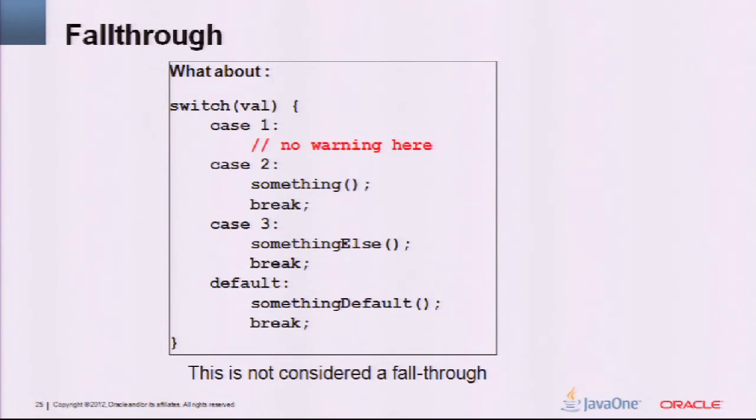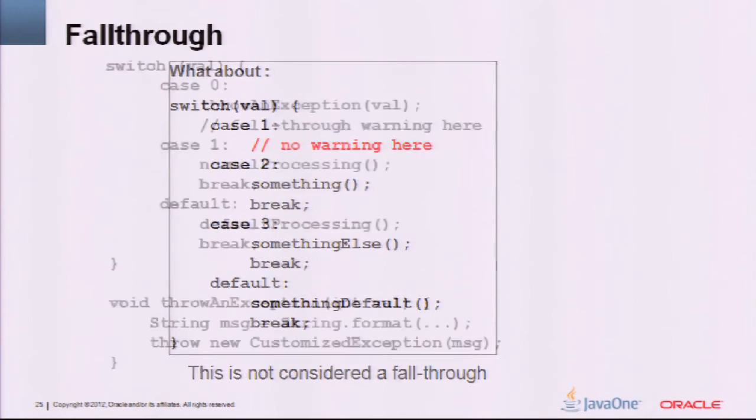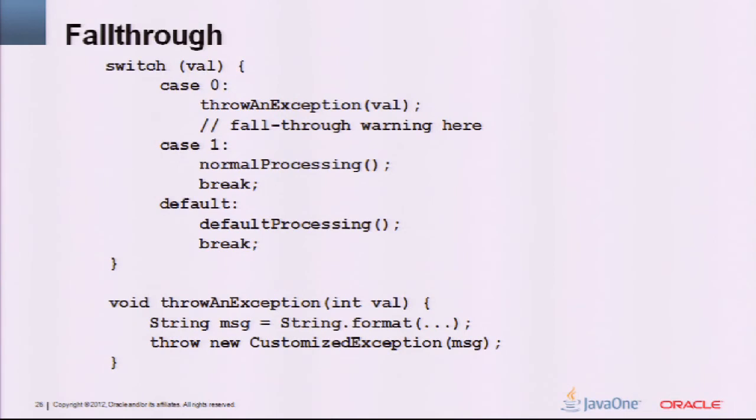Now you'll feel that oh, this is a simple thing. Probably this won't harm me. This looks harmless. But let's look at an example where things might go wrong. So we are switching on probably an integer val, and then if its value is 0, we call the method throwException, whose job is to throw a new, customized exception. If it's case 1, we do some normal processing. For default, we do some default processing. Now, what might go wrong here? I mean, of course, there's a fall-through warning there, but then what might go wrong in the logic?